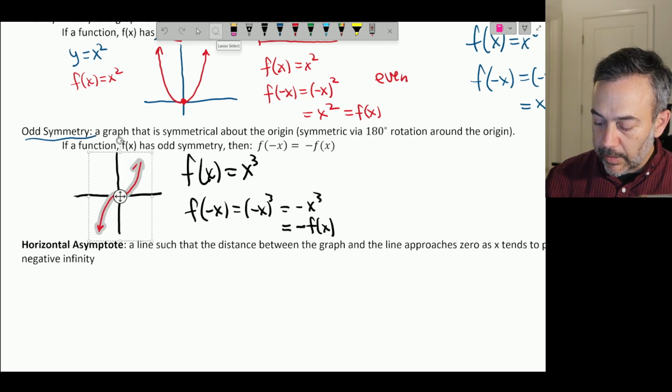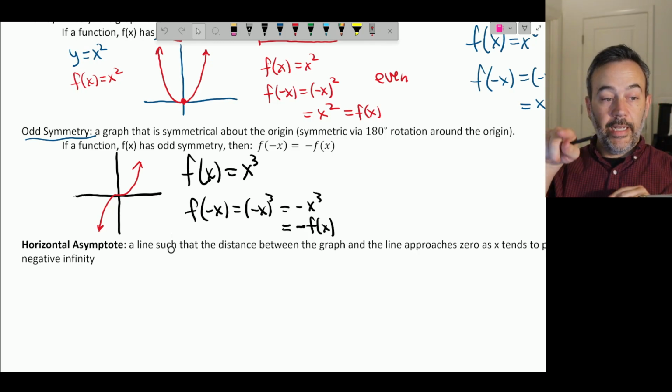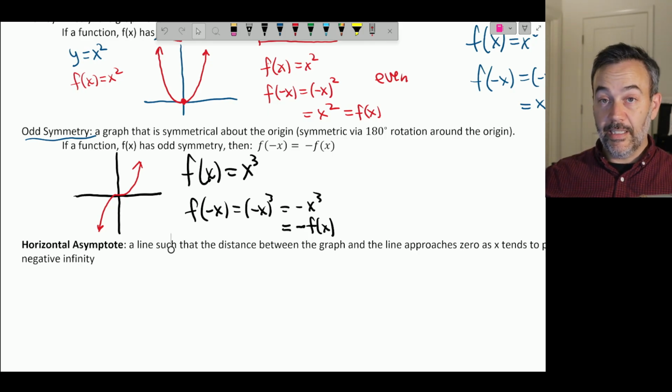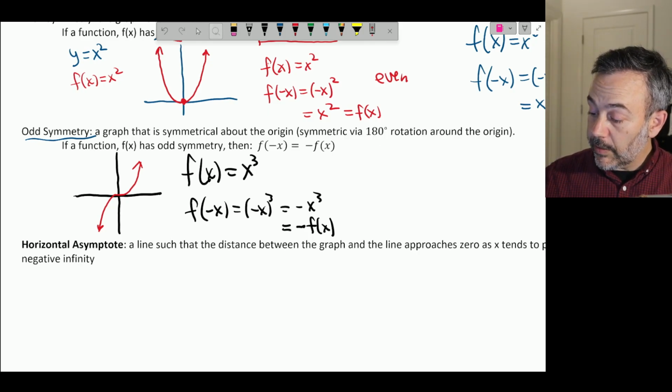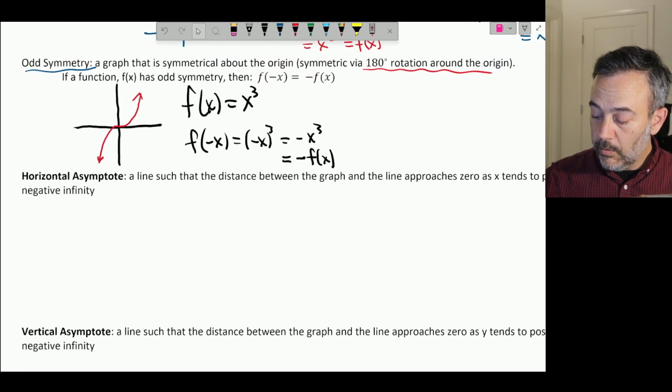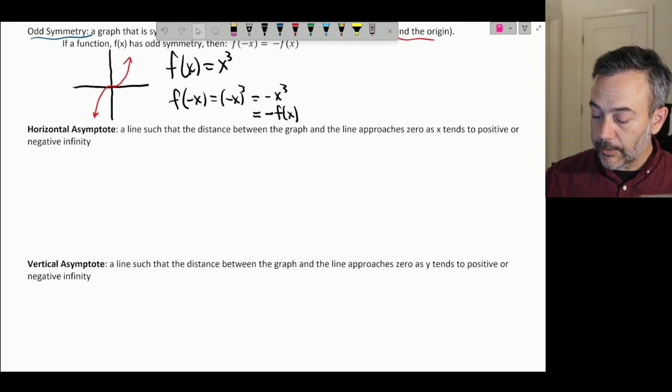Now I know this slid a little bit. If you can rotate it 180 degrees about the origin and the graph is the same graph, then it's odd. So, symmetric via 180 degree rotation around the origin. We'll see some other odd graphs later.